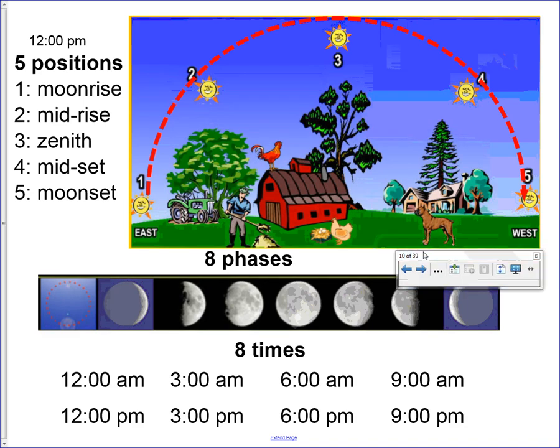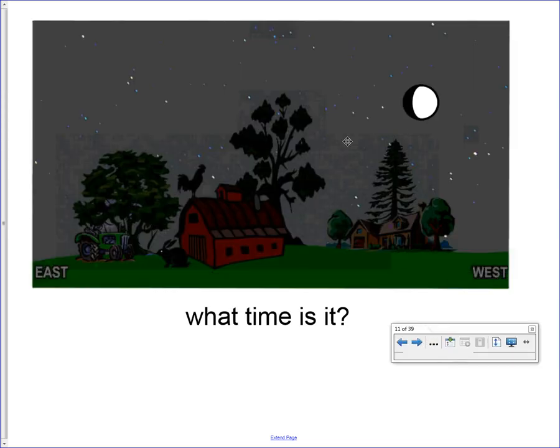All right, so here are the 3 variables. This picture illustrates the 5 positions. Remember, all objects in the sky rise in the east and set in the west. And so in the northern hemisphere, this would be facing south, and east would be on your left. This is rise, mid-rise, zenith, mid-set, and then set. There are 8 phases that we'll be looking at, from the new moon all the way to the waning crescent with the full moon right in the middle. And then there are 8 times that we'll use right here. So basically the idea is if you get a picture of where the moon is and its phase, you can figure out what time it is.